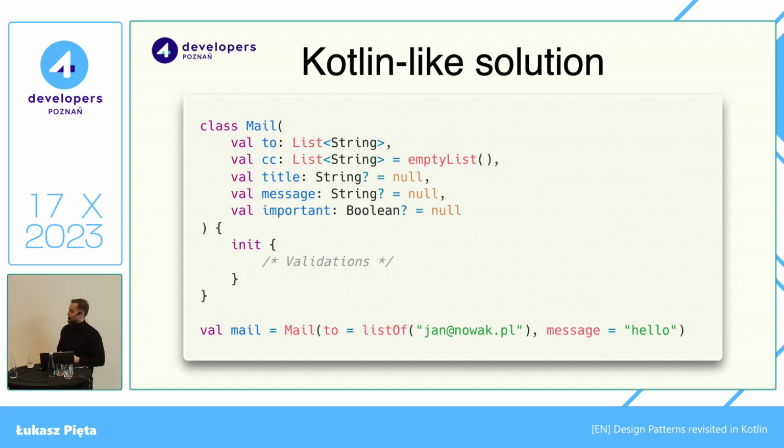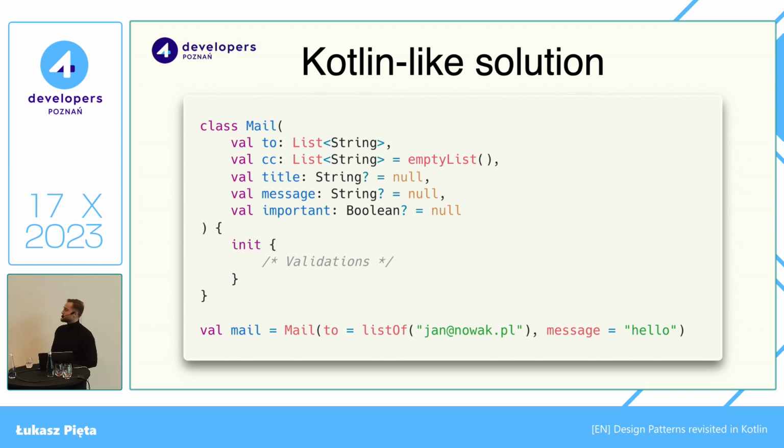First of all, you've got named params. So when you look at the last line of this code snippet, you can see that we know which parameter is set. We know that "to" will get the list of jan@novak.pl, right? Message will be hello, so everything is clear. We know what's going to be constructed.